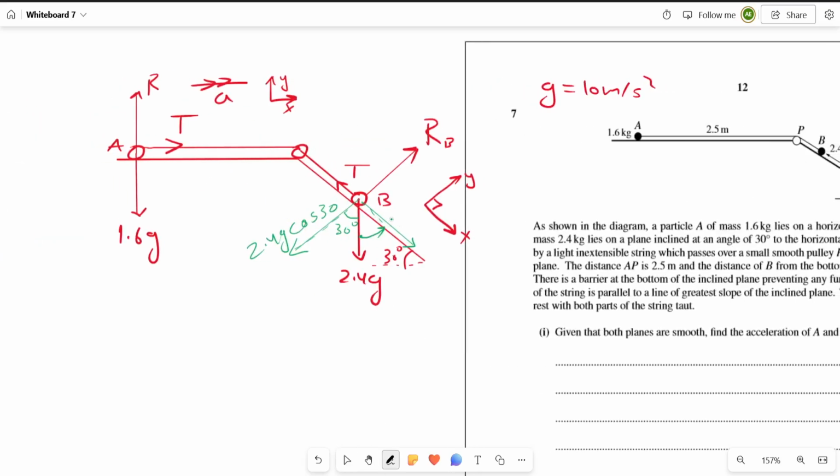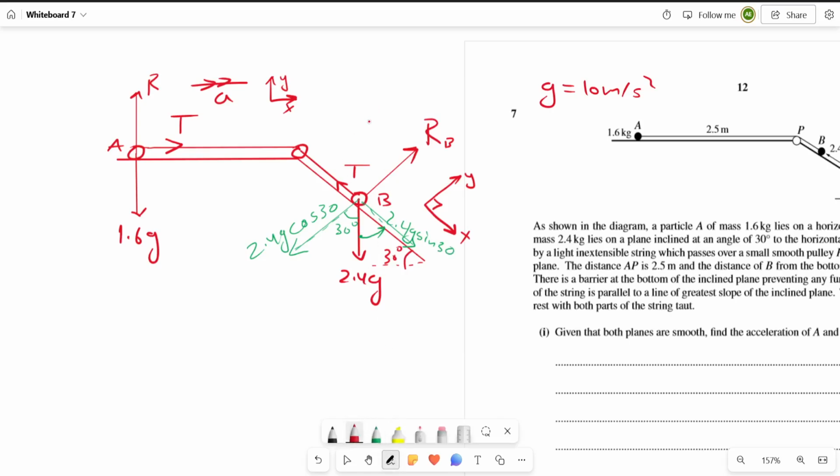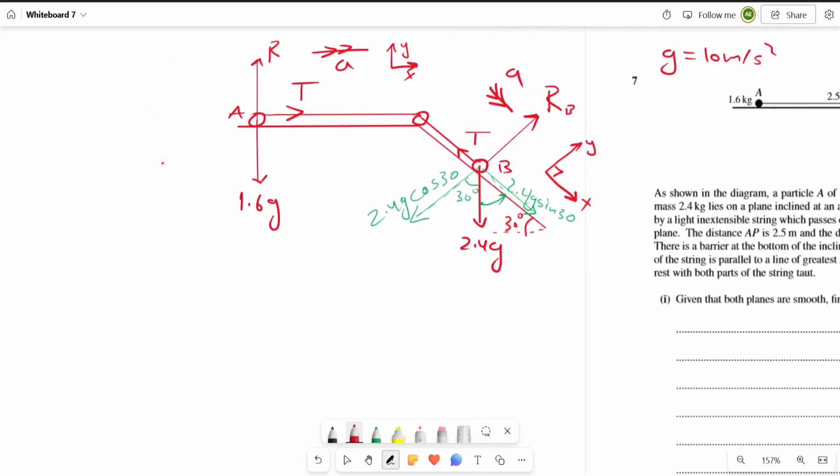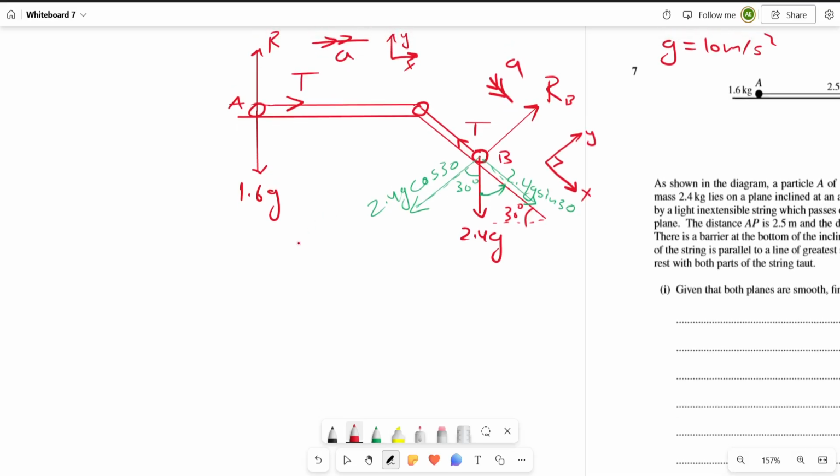So this part is going to be 2.4 G sine 30. And I have an acceleration for B downwards as well, and it's going to be equal to A, equal to the acceleration of the first particle. So now I have my free body diagrams. I'm ready to use my equations.